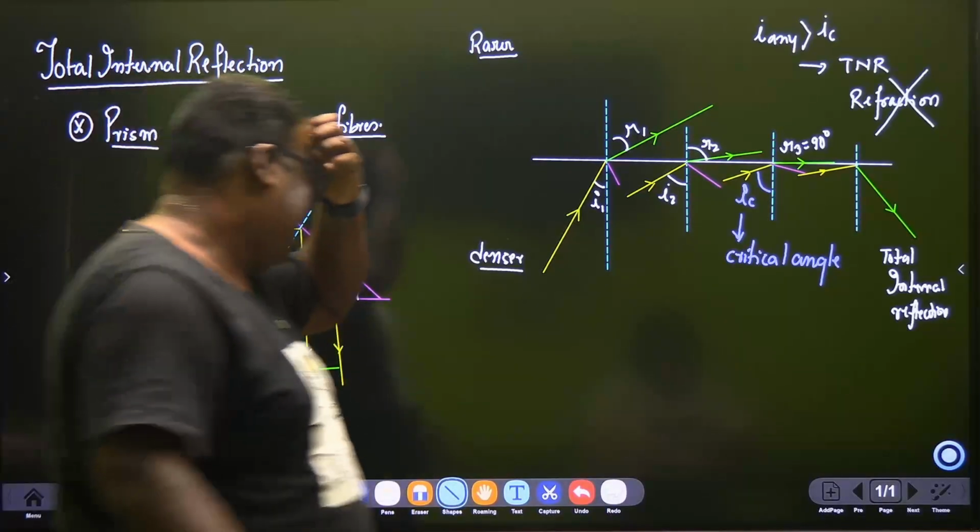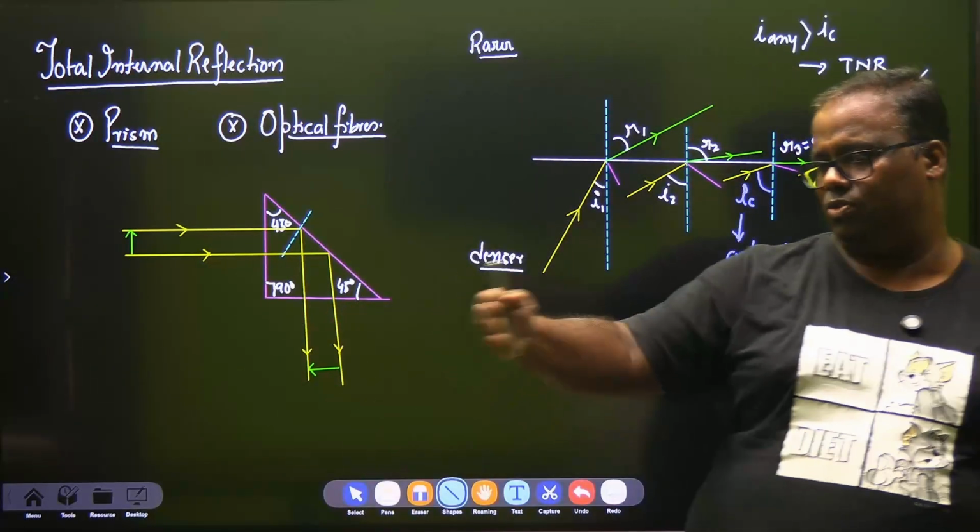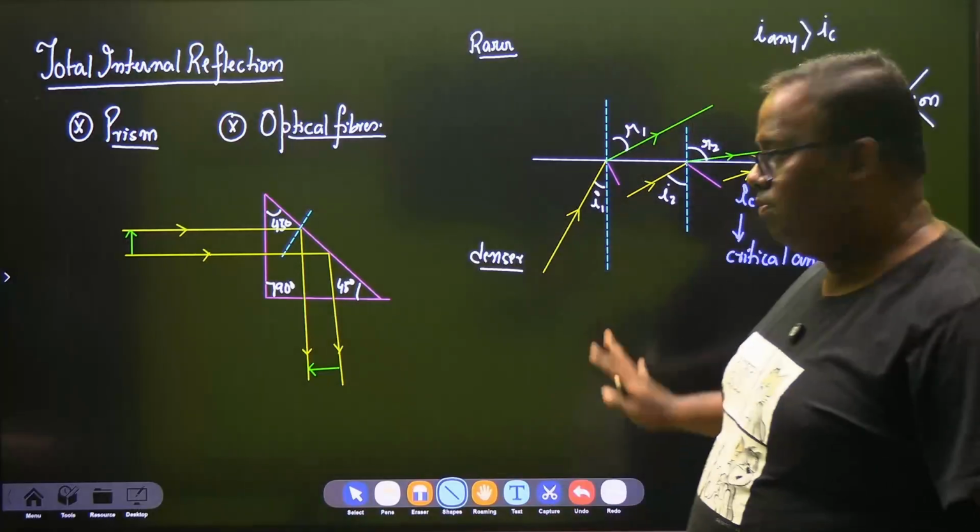Did you understand? Arjun, you don't get the bars, right? If you sit a little bit this side from next time, you're comfortable? Yeah, fine.